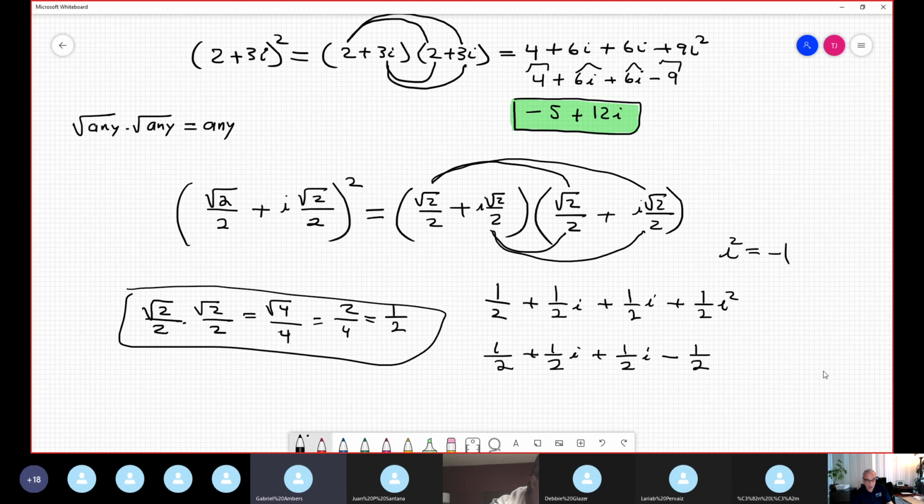Wow. Look at that. 1/2 positive and 1/2 negative cancel out. In this case, the real part is gone. And the imaginary part stays, because 1/2 plus 1/2 is 1 i. Wow. So the answer is just i. Unbelievable. The answer of this problem is only one i. It's just i.